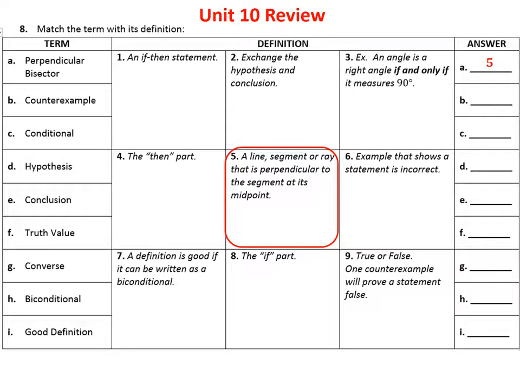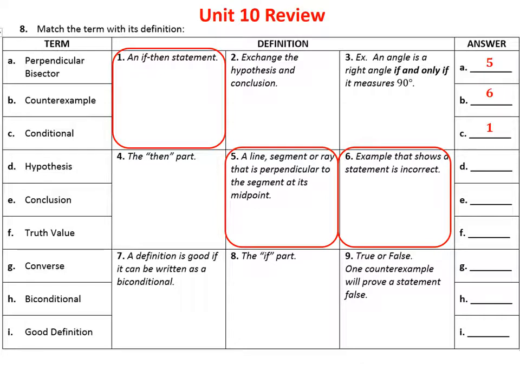B is a counterexample. Something that is counter is something that's against. So if somebody gives an example where something's true, and you give an example where it's false, that's a counterexample. So number 6, an example that shows a statement is incorrect. Letter C is the conditional statement. The conditional statement we've been studying has the form of if this, then this, so it's typically an if-then statement. So number 1 goes with C.